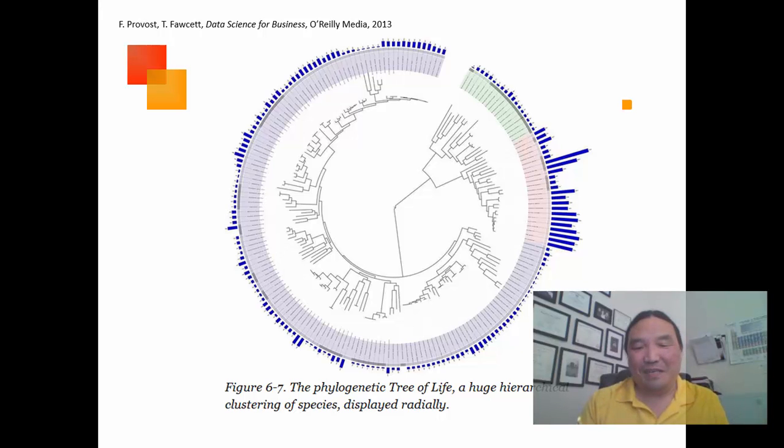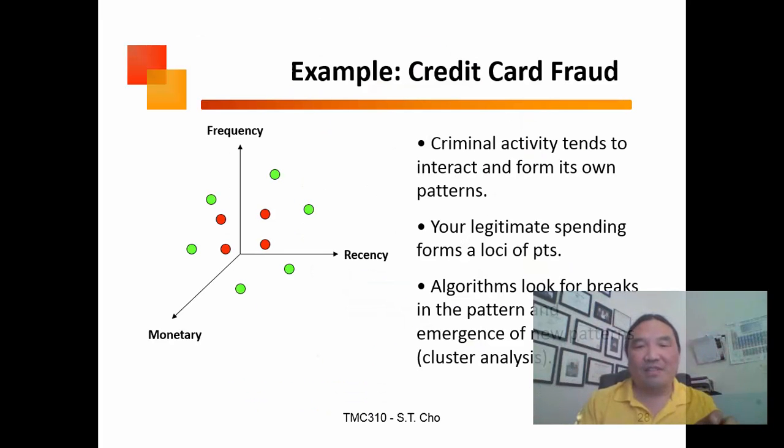And the big thing you see is these can get extremely complex. And so data visualization is actually a really big field. How can I take all this complex data and make it simple enough that people can see it and understand it? An example of this is credit card fraud. Criminal activity tends to form patterns, and criminals tend to form patterns. And so when you go off pattern, that's when your credit card company flags you.